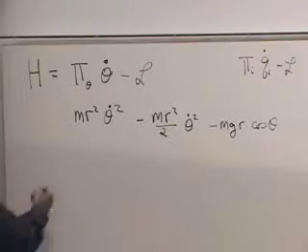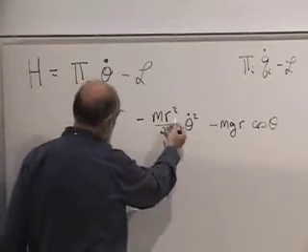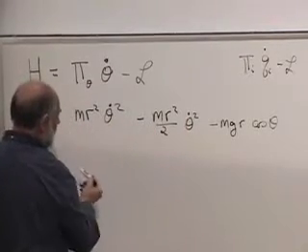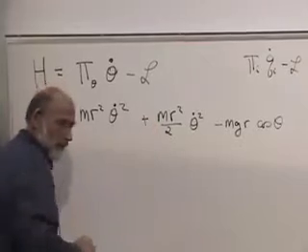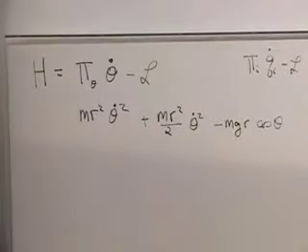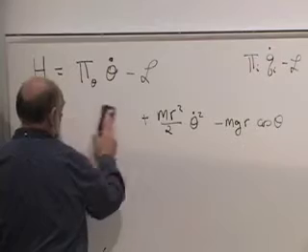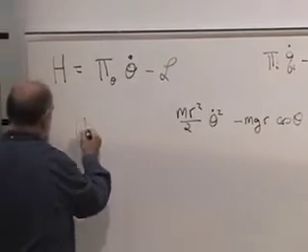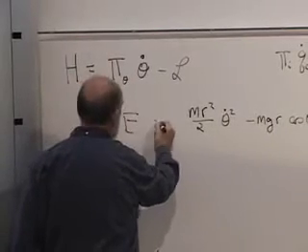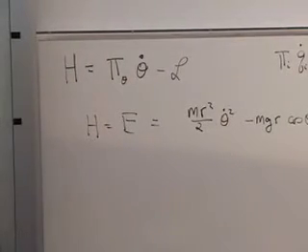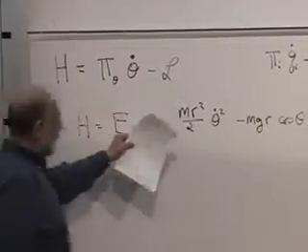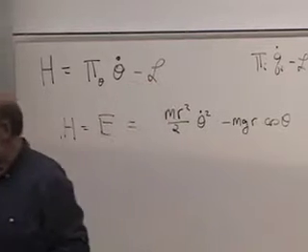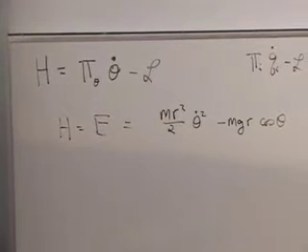Okay, so this is easy. m r squared theta dot squared, m over 2 r squared theta dot squared. This cancels half of this and just turns this into plus. That's the Hamiltonian, or equivalently the energy. That's it. It is the kinetic energy plus the potential energy. Don't get fooled by this minus sign here. Potential energy had a minus sign in it.